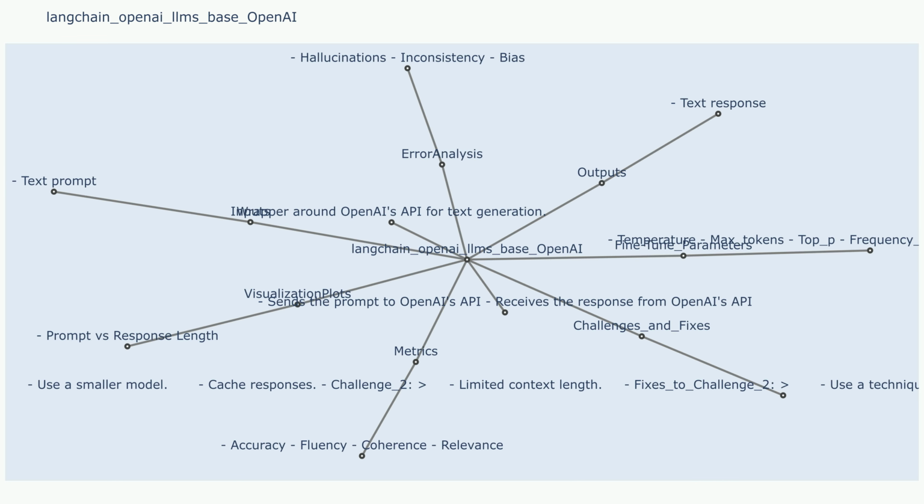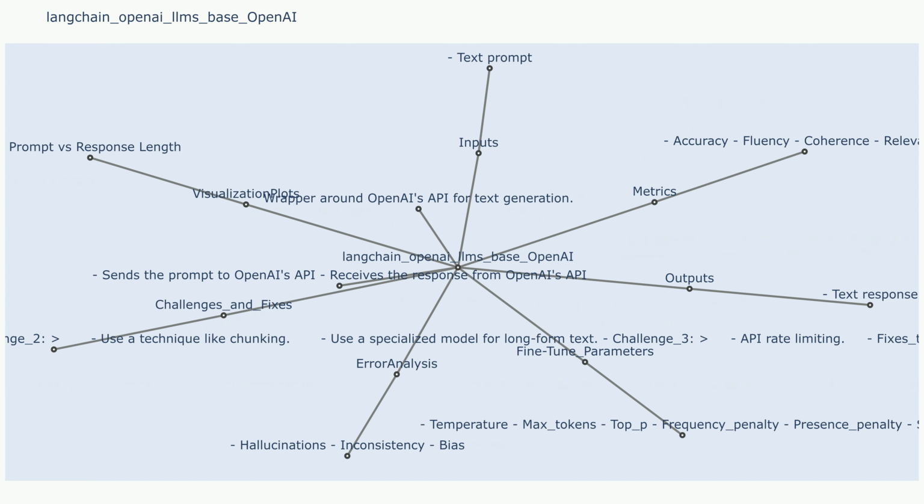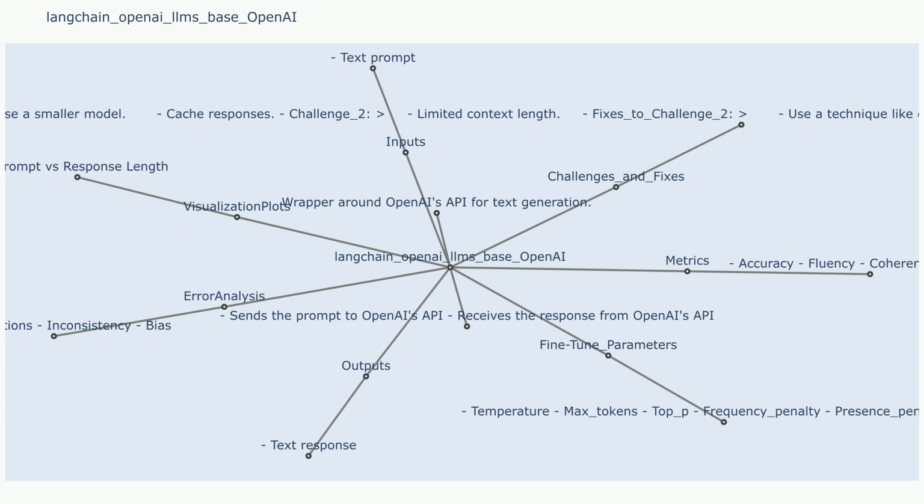LangChain OpenAI LLMs base OpenAI. Description: The LangChain OpenAI LLM base class provides a foundational framework for interacting with OpenAI's large language models (LLMs) within the LangChain ecosystem. It acts as a core component, simplifying the integration of OpenAI models into various LangChain applications.